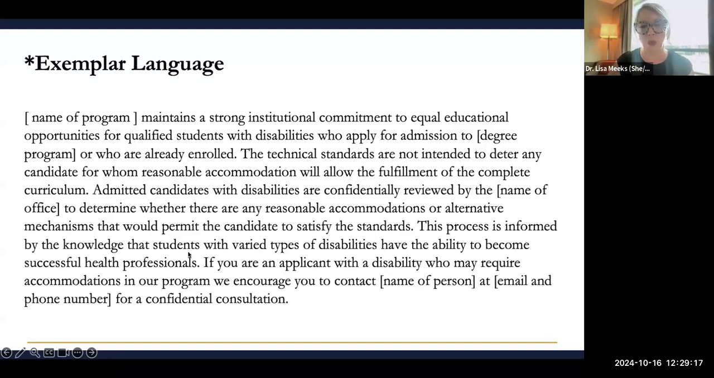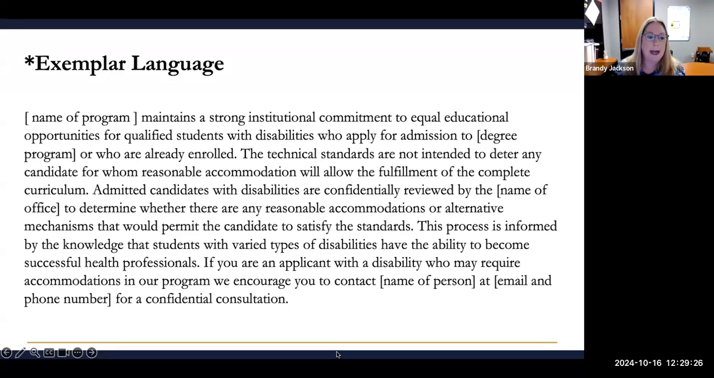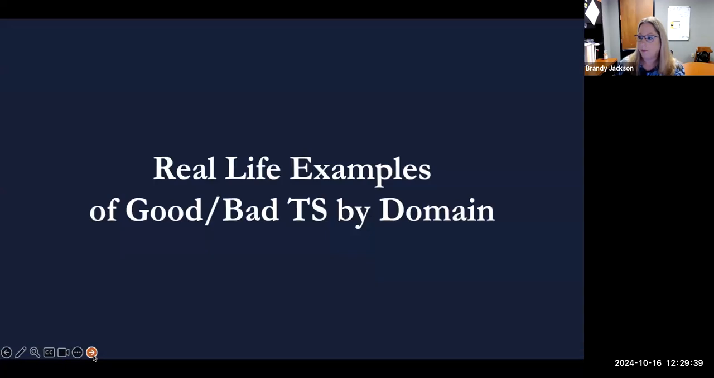All right, we're going to start with some examples. Thank you, Lisa and Anne. So let's take a look at some examples from the real world, technical standards by domain. These examples were pulled from current nursing programs within the last 2 weeks.